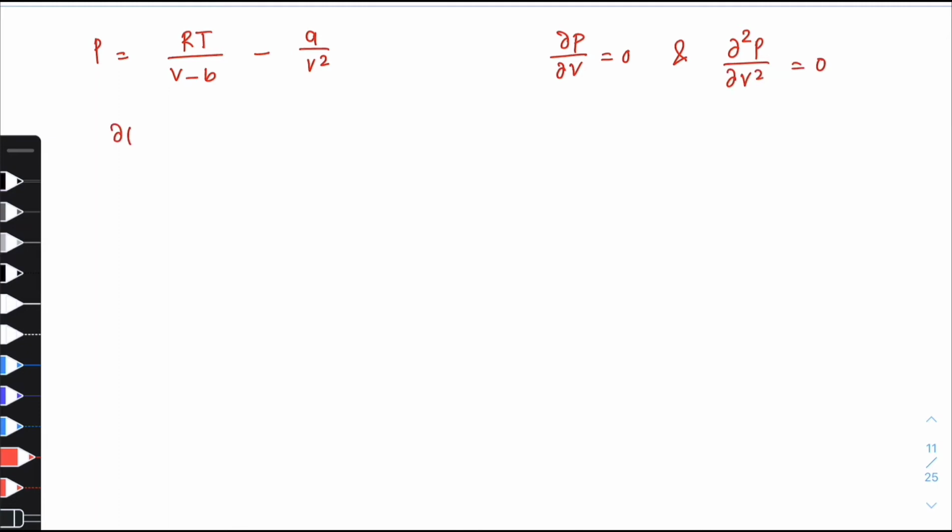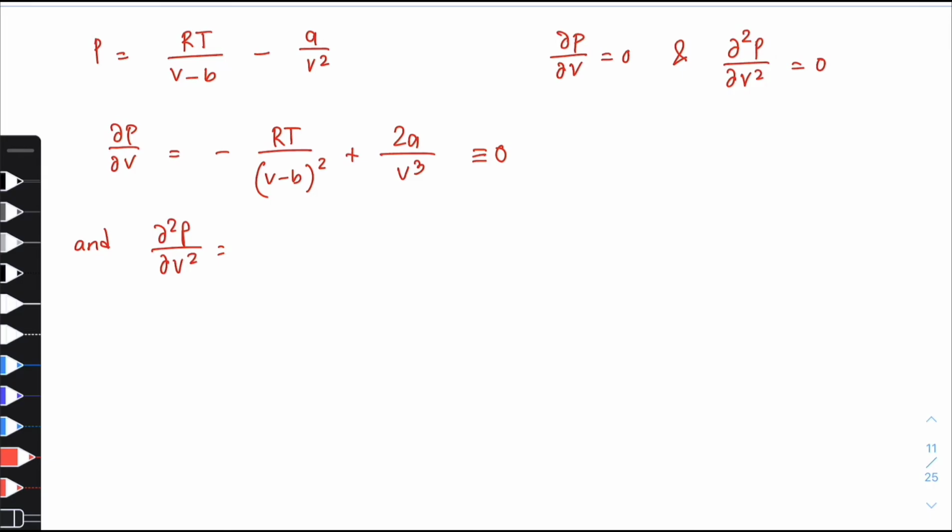So let us calculate the first derivative of pressure with respect to the volume, and this is equal to minus RT divided by (V minus b) whole squared plus 2a by V cubed. This has to be 0, and del 2P by del V2 is 2RT divided by (V minus b) whole cubed minus 6a by V to the power 4, equal to 0. So we can cancel 2 here. So we have to solve these two equations.